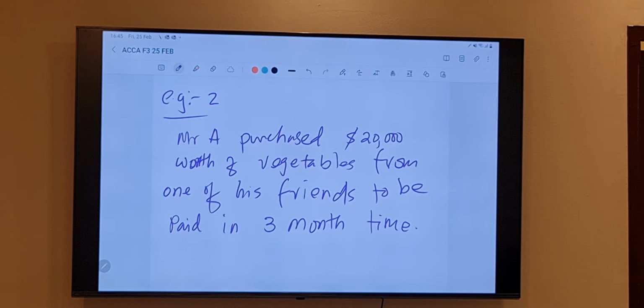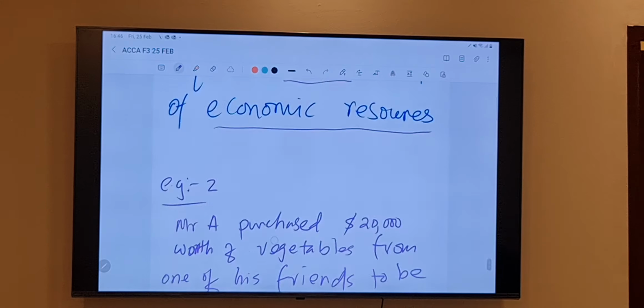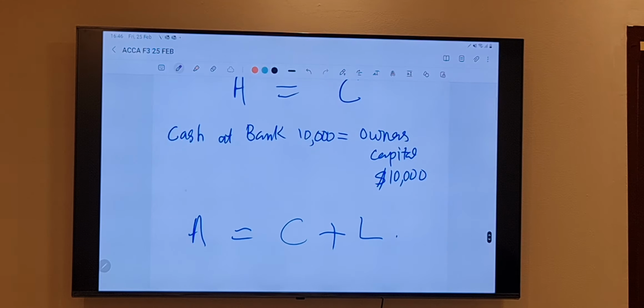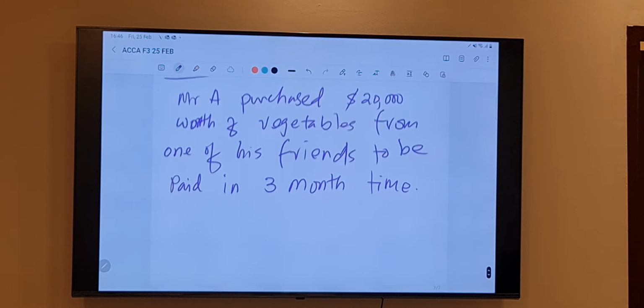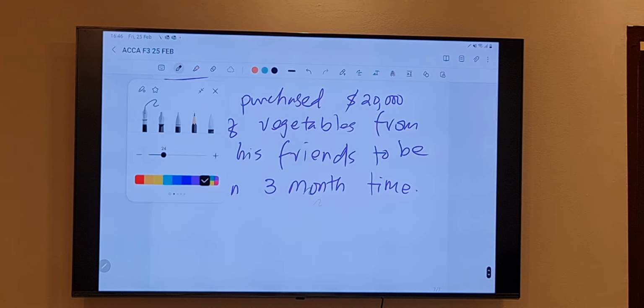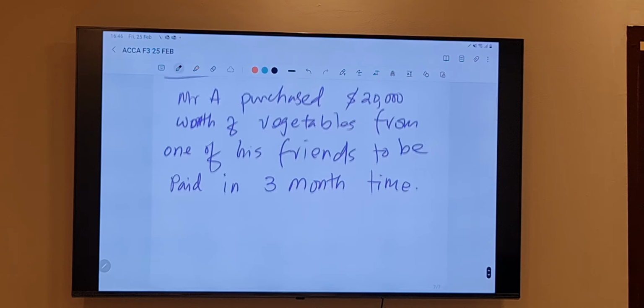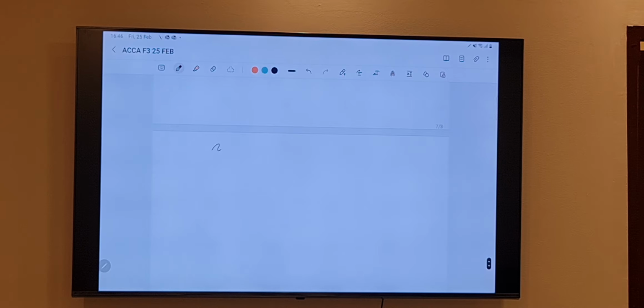Now we need to combine this example with this equation. Can we try that now? See, I have assets. Under assets, already I have what? Before I purchase these vegetables, what is the asset I have? Cash. So cash at bank, how much? 10,000.